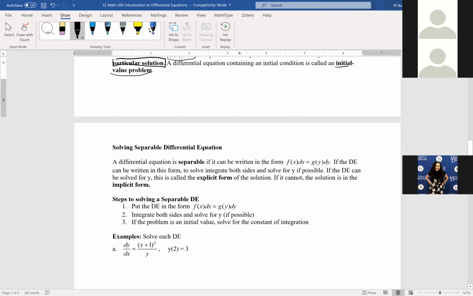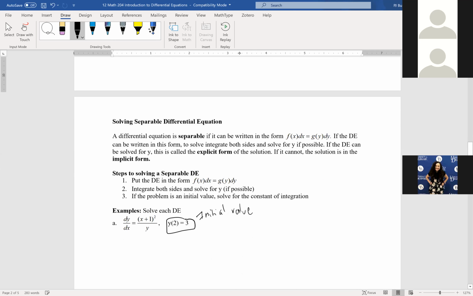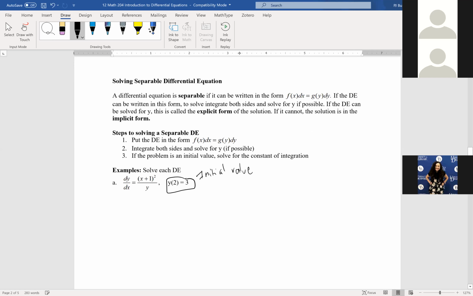So this first problem here, this right here is our initial value. So any questions so far?